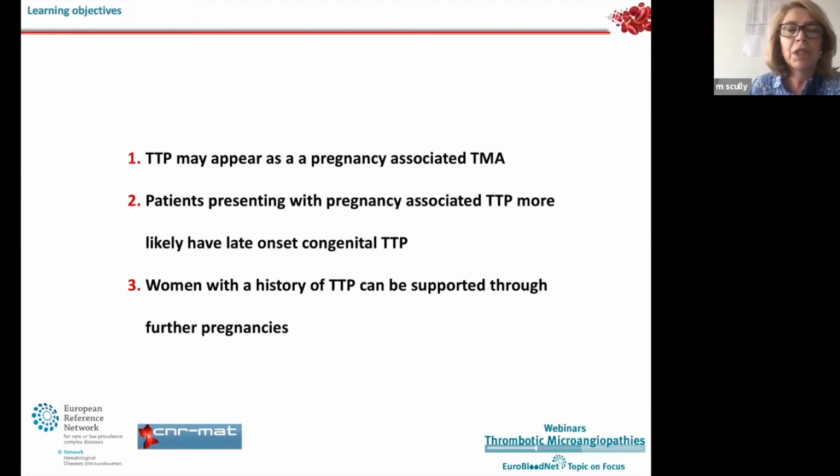So the main learning objectives are to review that TTP may actually occur in pregnancy. And not only may it occur, but what do we do about it? And that patients presenting with pregnancy-associated TTP are more likely to have late onset congenital TTP. That is the first time that it presents itself clinically. And women with a history of TTP can be supported successfully through further pregnancies following a previous TTP episode.